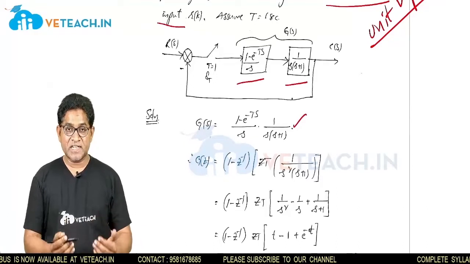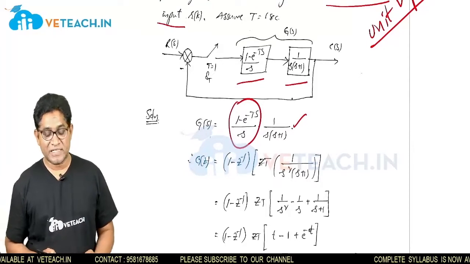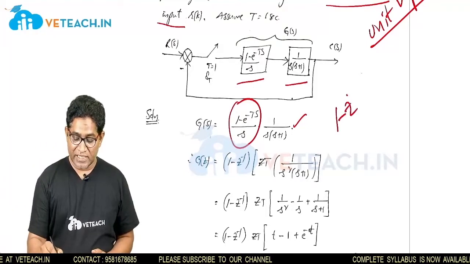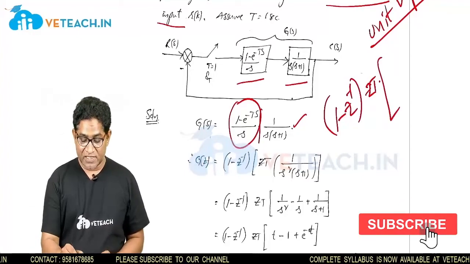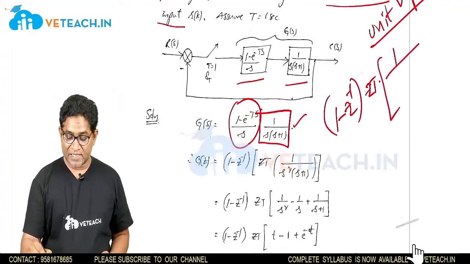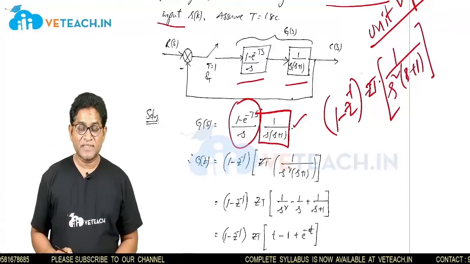Then finding the Z transform for this. Since there is the term involved here, it is (1 minus e power minus Ts)/s. The Z transform will be 1 minus z inverse into the Z transform of G(s)/s. So G(s) is this one, divided by s, that means 1 by s square into (s plus 1) you have to write.